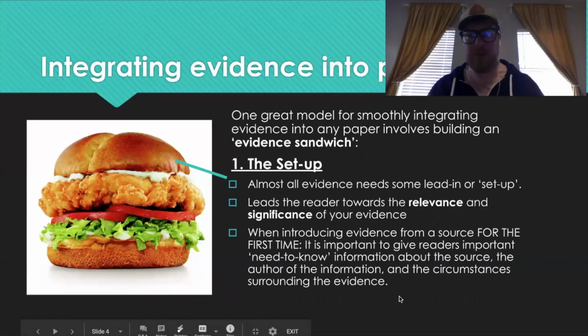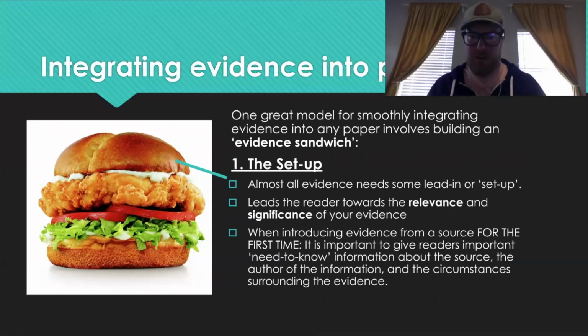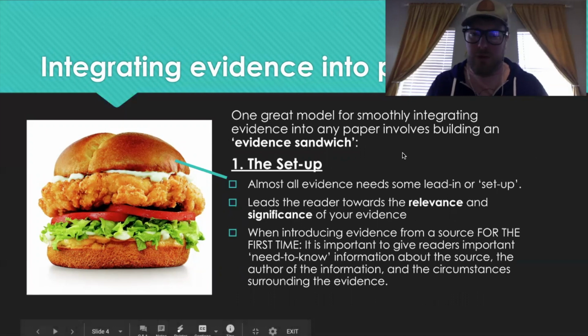So what do we do now that we've selected our evidence? Maybe you have all your evidence in your outline. You decided, okay, I've got a bunch of really good, relevant, and significant stuff. What next? How do I turn this into a paragraph? Well, this is the step. You may have heard of this before.